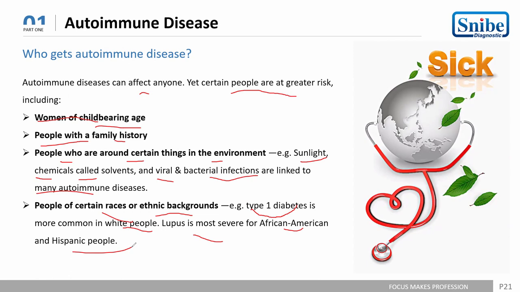So these are the gene factors, or the race and ethnicity-based distribution of different diseases, including autoimmune diseases like type 1 diabetes. Then there are the environmental factors, the genetic history, and sex differentiation, like women of childbearing age being more prone to autoimmune disease as compared to other diseases.